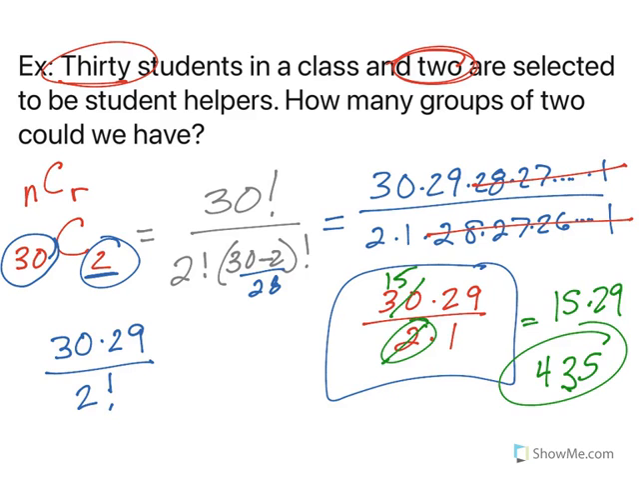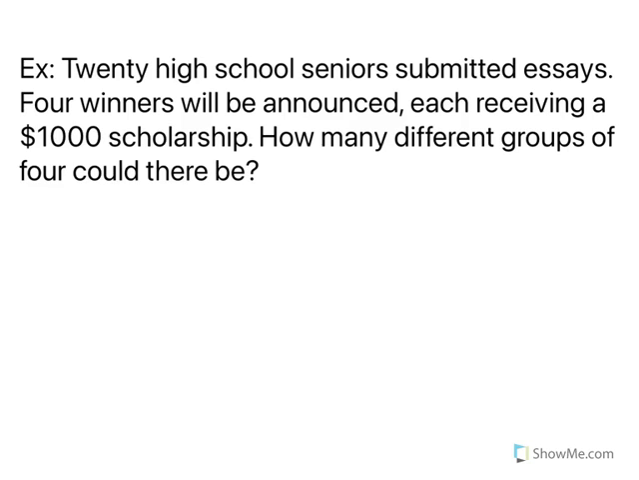The reason we divide by 2 is because we don't care who's chosen first or second. So we got to take out those duplicates, right? If kid A is first and kid B is second, or if kid B is first and kid A is second, we still have the same 2 kids. So by dividing by 2, we get rid of all of those overlaps. All right, let's do another one.